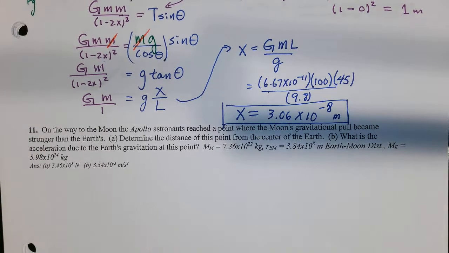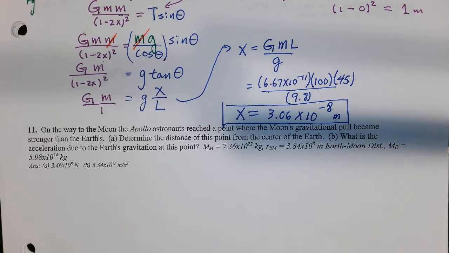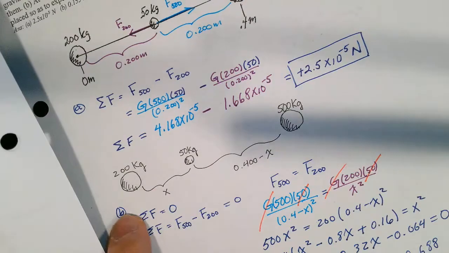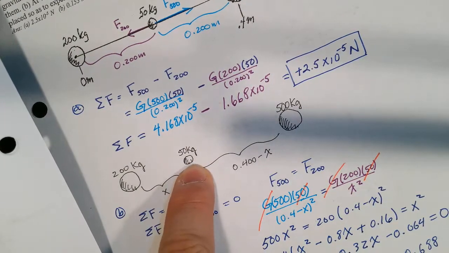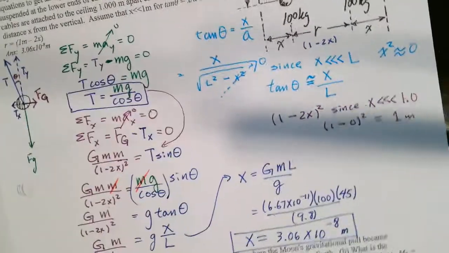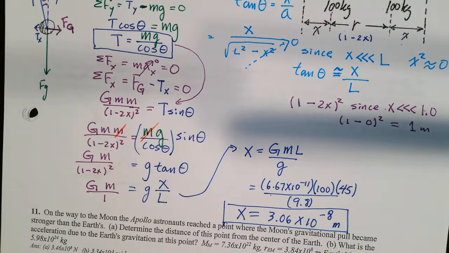(11) On the way to the moon, the Apollo astronauts reached a point where the moon's gravitational pull becomes stronger than Earth's. Determine the distance of this point from the center of the Earth. Okay? So we did something similar to that in the first problem, didn't we? So think about this being the Earth, and this being the moon, and then this being the Apollo. It's very similar. There's no real magic in that, I guess, right?